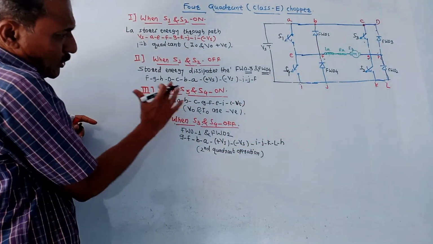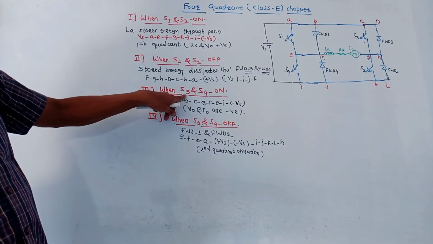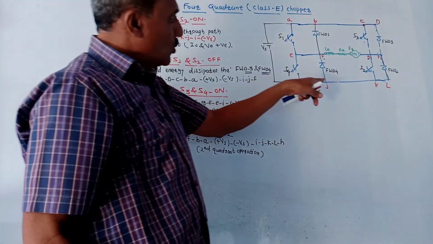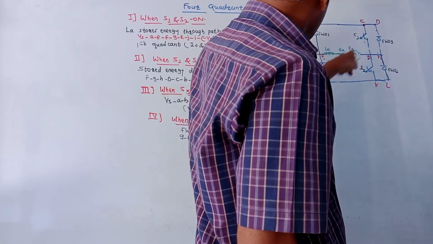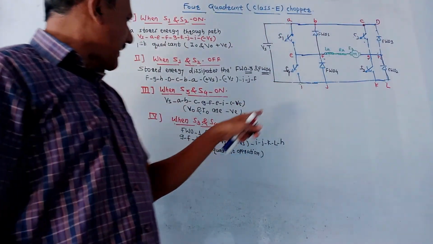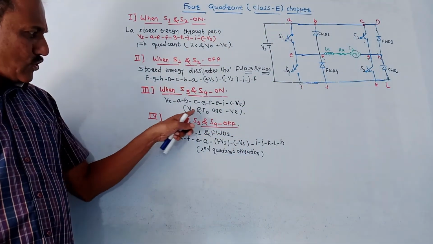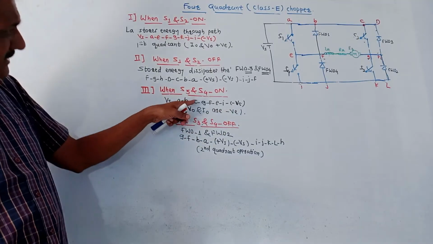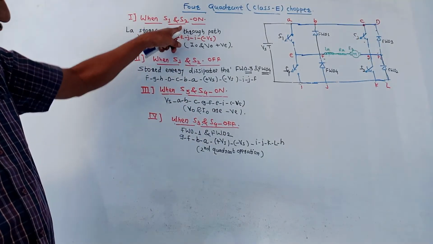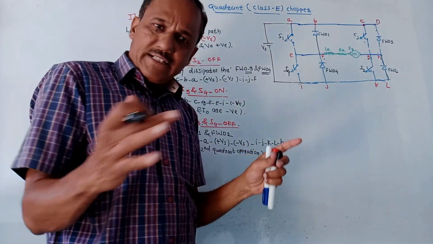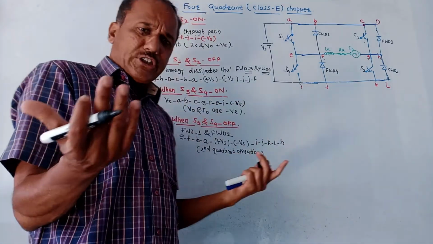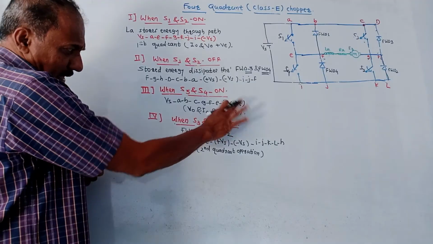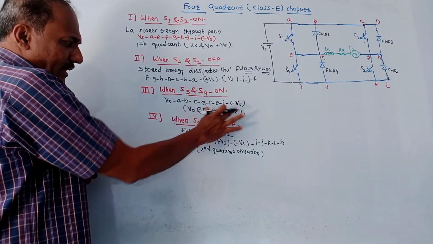Next, it is quite opposite to that of earlier. That is when S3 and S4 are on. So when S3 and S4, this and this, are switched on, then V0 and I0 will be negative. I have already written the path. Same way, it is just similar to S1 and S2 on, but the only difference is that in this case the flow of current will be in the opposite direction. Already I have written the path. So V0 and I0 are negative.